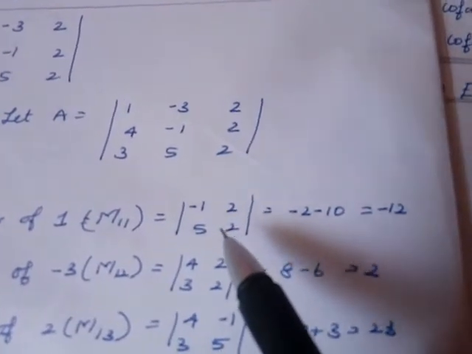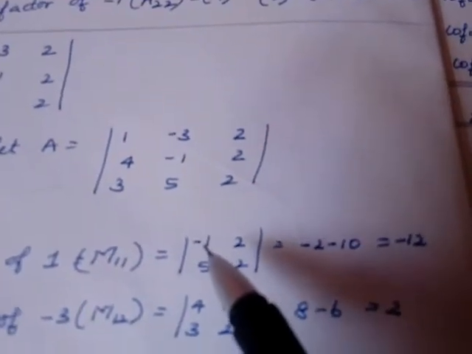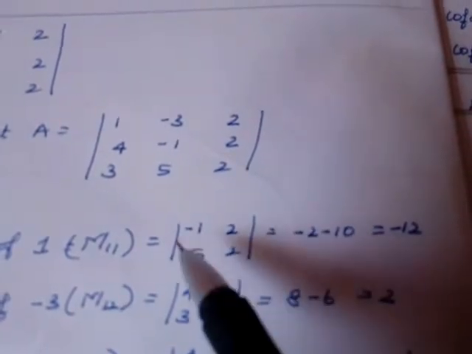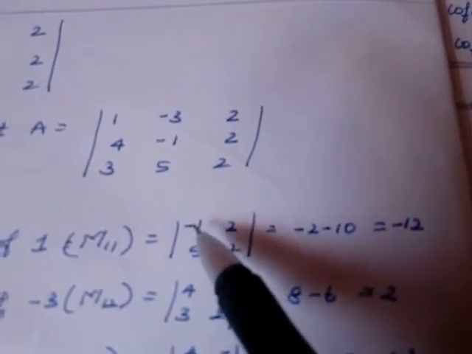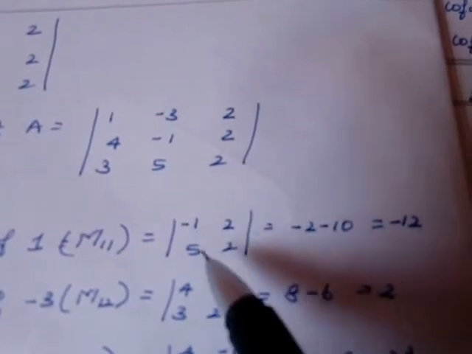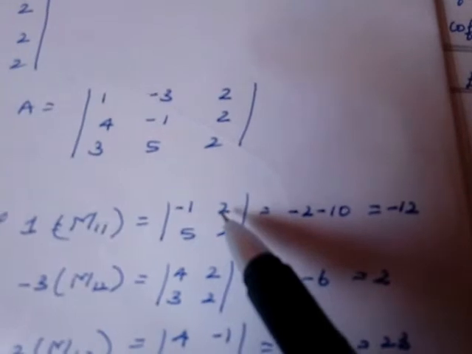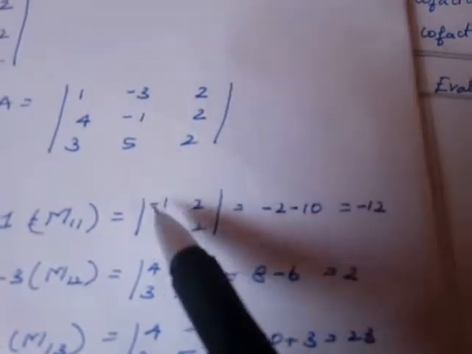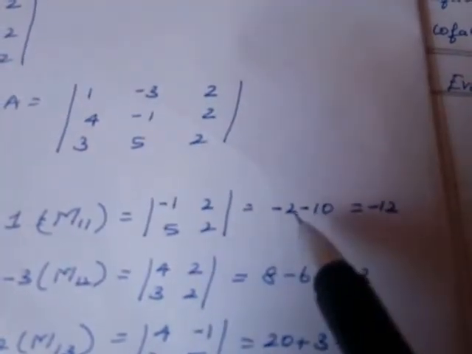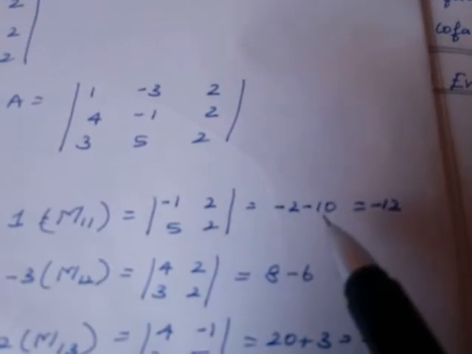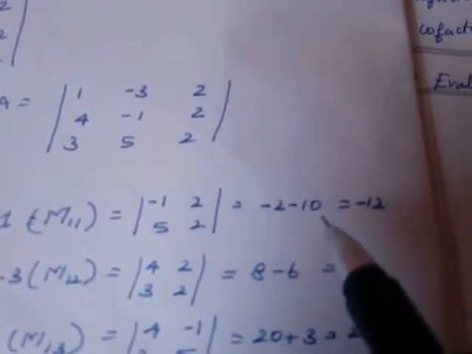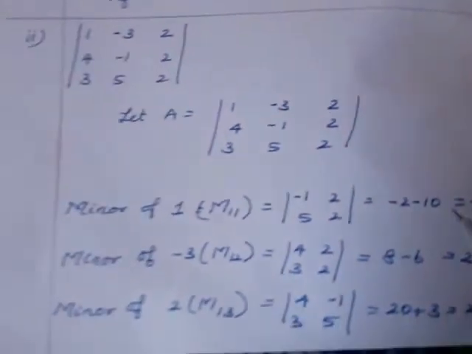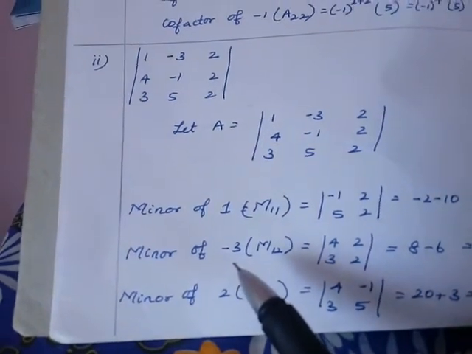Now how to simplify this determinant? First start from this element. Minus 1 into 2 you will get minus 2. And these two elements you have to multiply. First this minus 1 and 2 you have to multiply. Secondly you have to multiply 5 and 2. Before multiplying 5 and 2 you have to put a minus sign. Minus 1 into 2 is minus 2. So put a minus sign. 5 2s are 10. Minus 2 and minus 10 signs are same, so you have to add and put the greater number sign. Answer is minus 12.